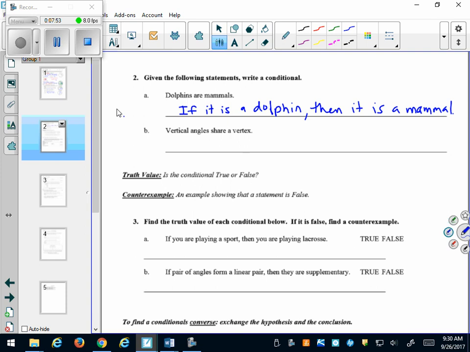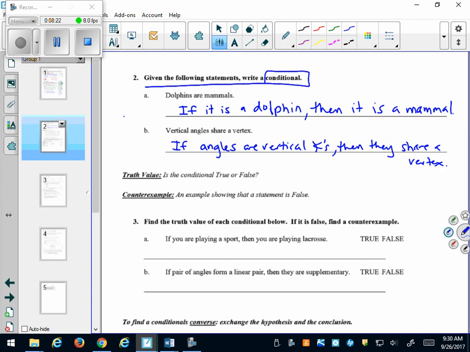All right, vertical angles share a vertex. If angles are vertical angles, then they share a vertex. So when it says write as a conditional, that just means turn it into an if-then statement.